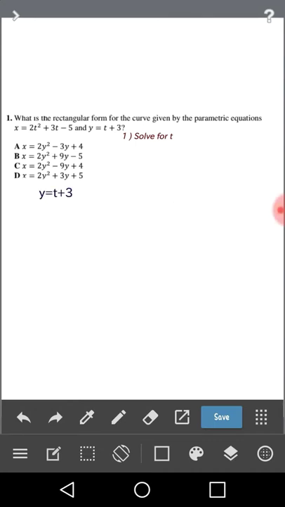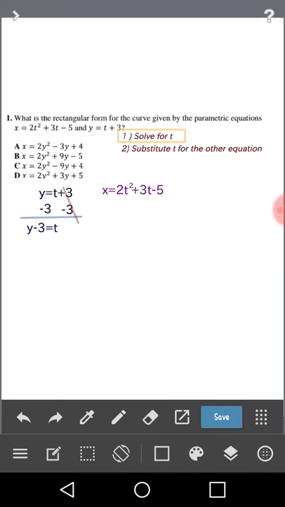So from here, you subtract 3 from both sides. When you subtract 3 from both sides, you delete the 3 on the right, and you move negative 3 to the other side. That will give you y minus 3 equals t. After you solve for t, you substitute the equation for t into the other equation.